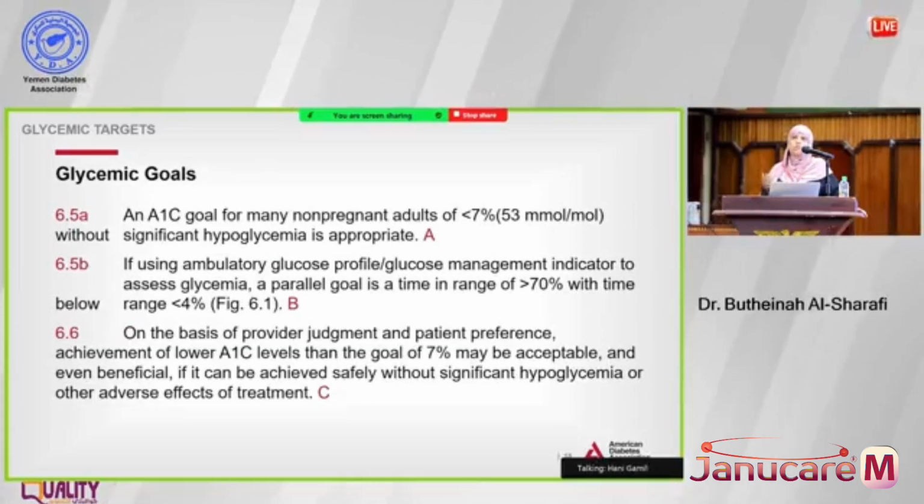And what is our goal? For most patients, we can say the goal of an HbA1c of less than 7 is okay. If the patient is young and we can reach an HbA1c less than 7%, then that's fine, without making the patient hypoglycemic.